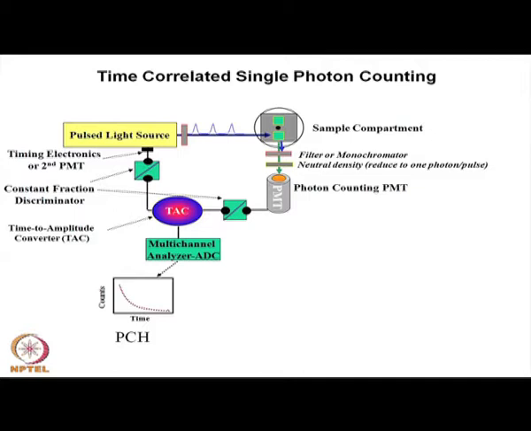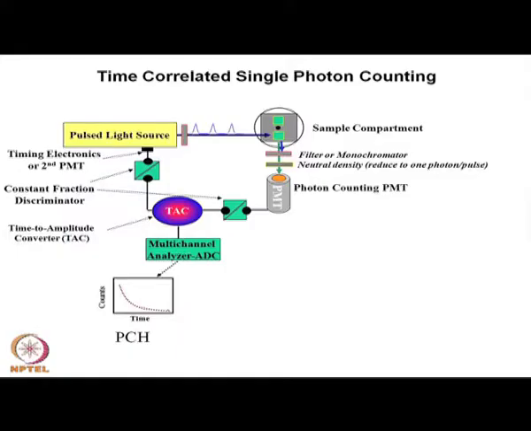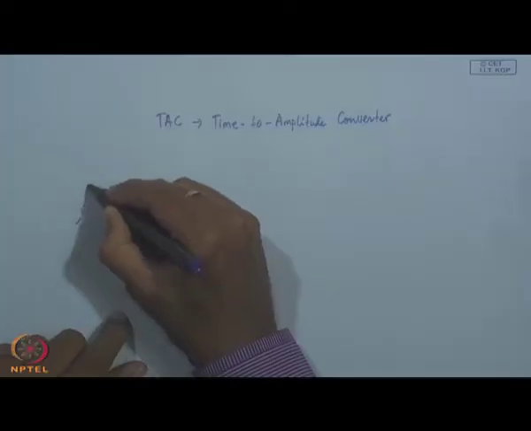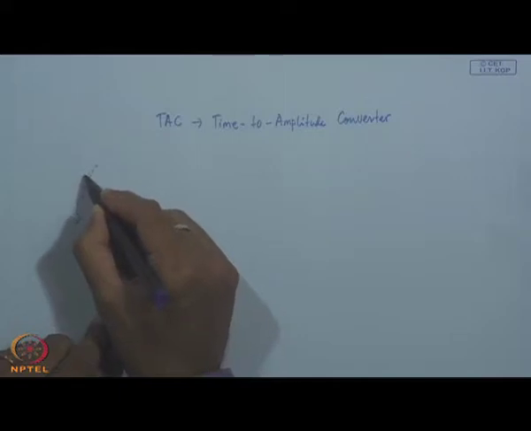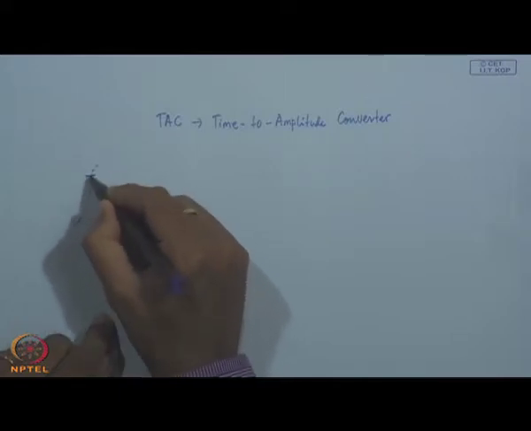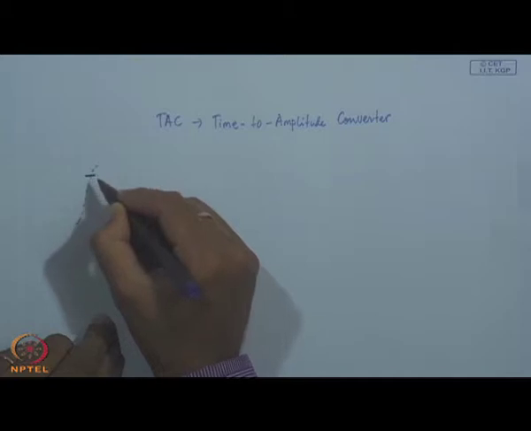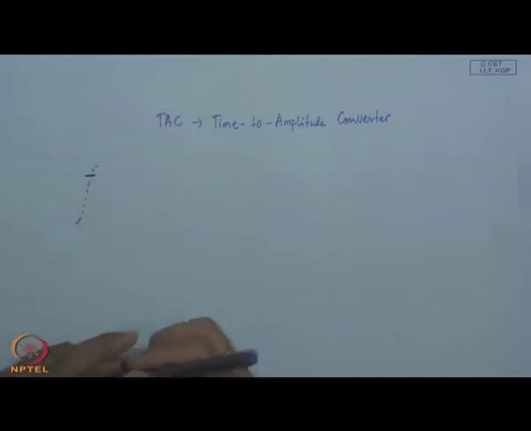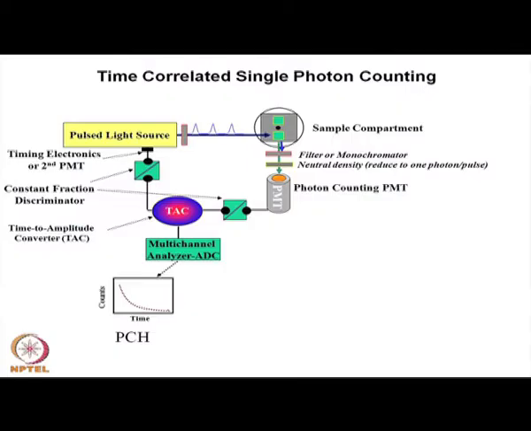Okay. So, basically it triggers at some constant fraction of this laser pulse, I mean the PMT signal. Suppose your PMT signal is something like that, then at some constant fraction of the total height, it is set to trigger the TAC. So, this way it operates.